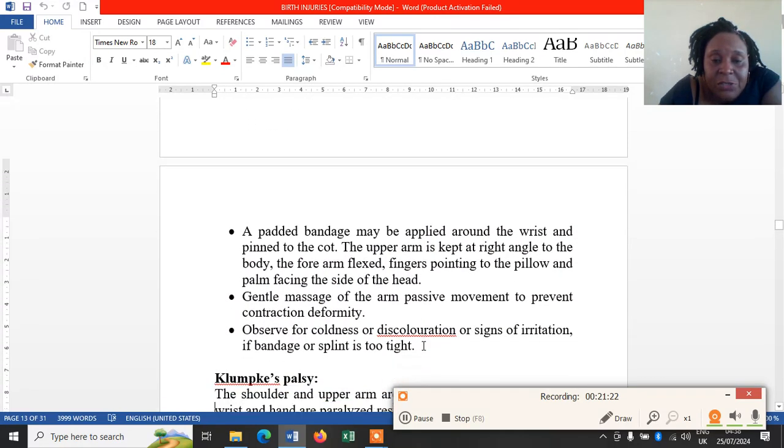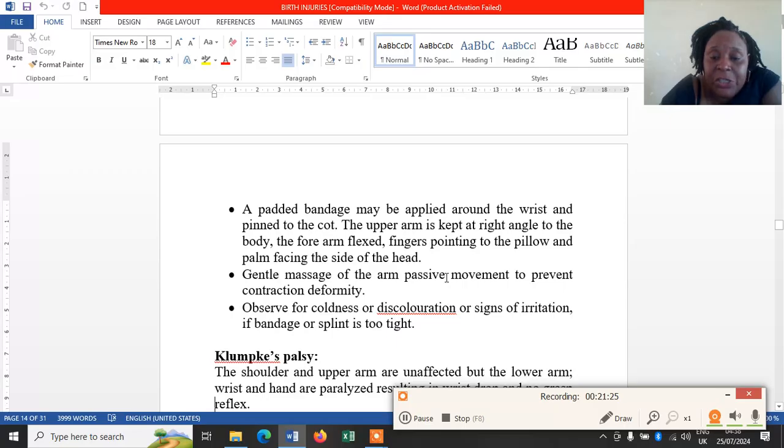And then we shall instruct the mother to apply gentle massage to the arm in order to prevent contraction, and also continue to observe for coldness and discoloration of the skin, because the bandage can be too tight and it might cause a disruption in blood flow. So we instruct the mother to always check on that, and after a period of time this baby's hand will go back to normal.